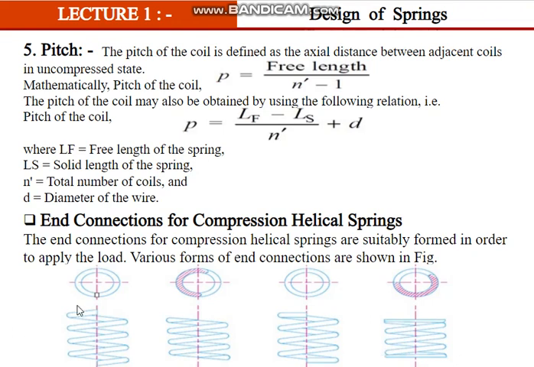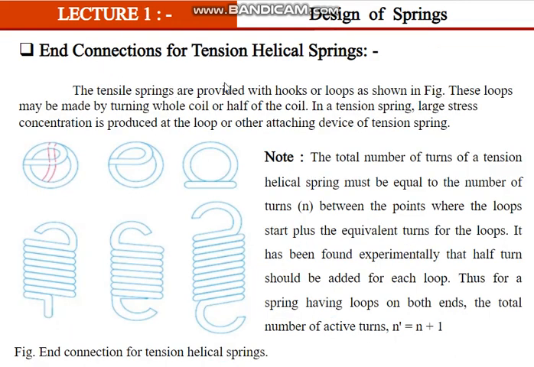So this one is called plain end, this is called plain and ground end, this is square end, and this is squared and ground end. इस तरह का जो एंड कंडीशंस होते हैं. तो ये किसके एंड कंडीशंस हैं? कंप्रेशन हेलिकल स्प्रिंग्स के एंड कंडीशंस हैं. ओके. नाउ एंड कंडीशंस फॉर टेंशन हेलिकल स्प्रिंग्स.